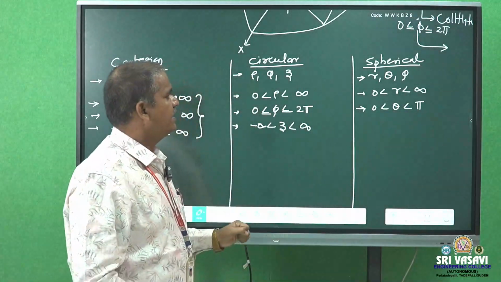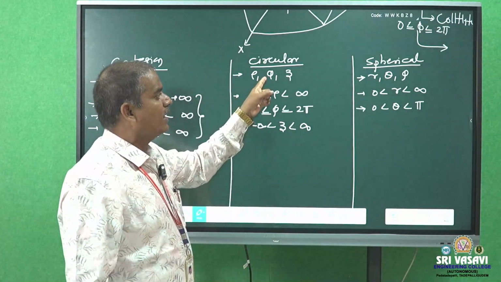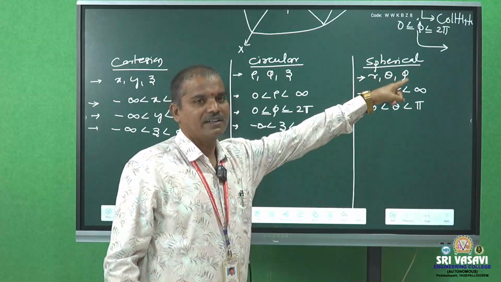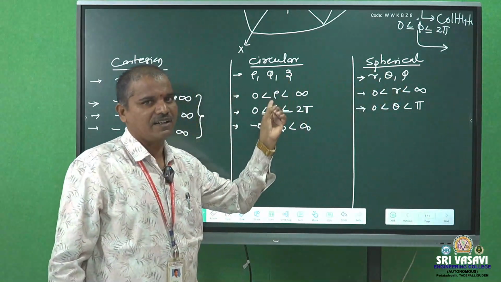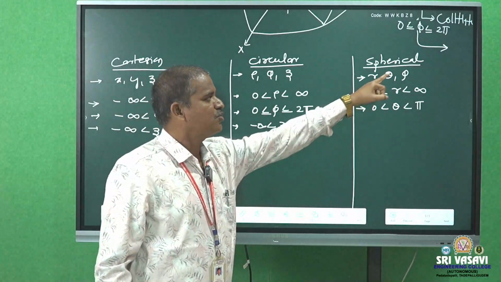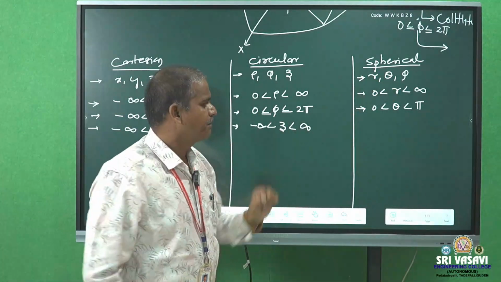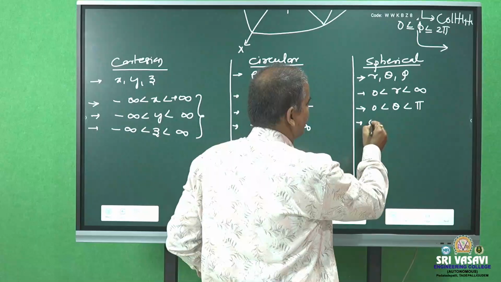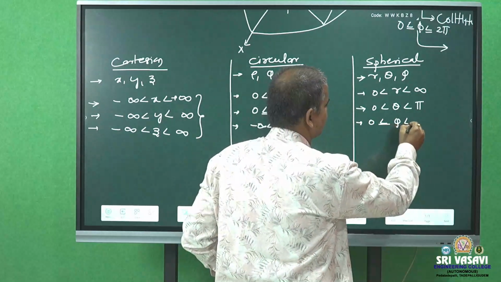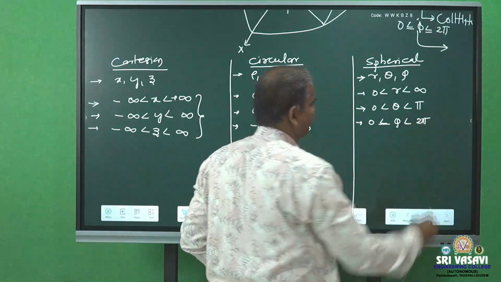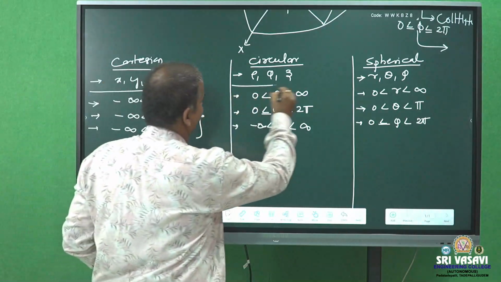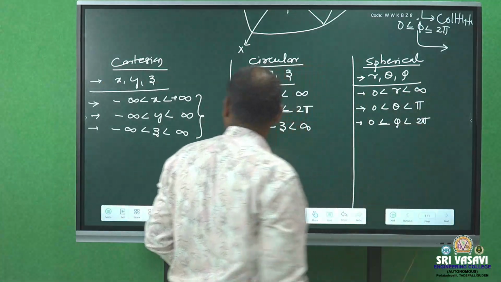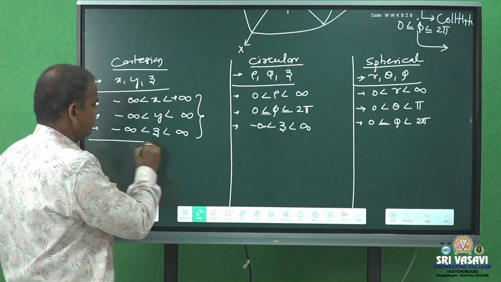And one more difference you can identify: in circular we have one angle, in spherical we have two angles. Their two angles are, one is the azimuthal angle, which is already repeated from circular. It is the same, the range is 2 pi, whereas theta is pi. Next, 0 less than or equal to phi less than or equal to 2 pi. So this is the first difference, variables representation. Next, this is the ranges of variables.